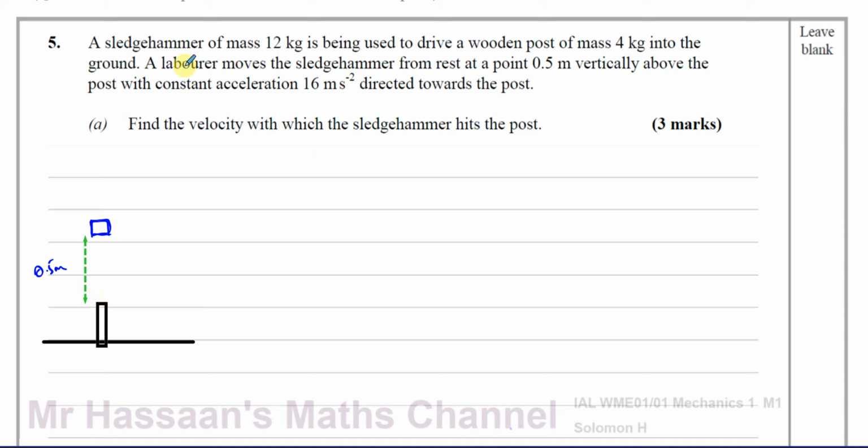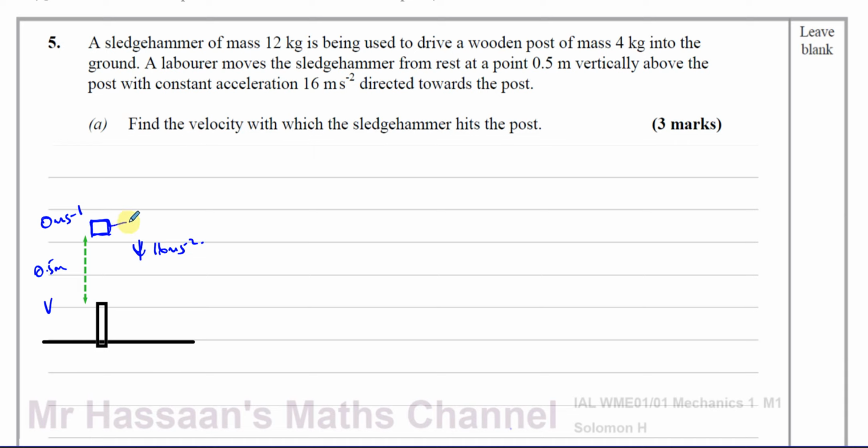It says here from rest, so its speed at this point is 0 meters per second. We want to find the velocity with which it hits the post, and it's accelerating towards the post at 16 meters per second squared. Now here we don't have to consider the weight of the sledgehammer, because that's all factored in with this acceleration. We know the constant acceleration with which it's hitting the post.